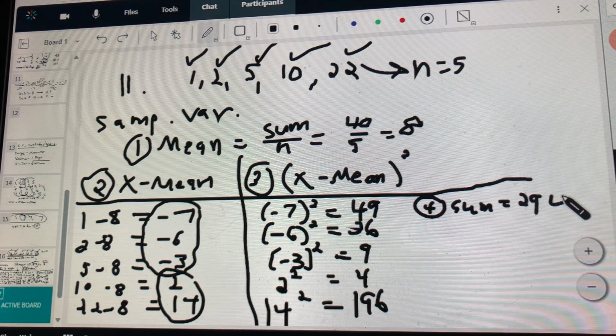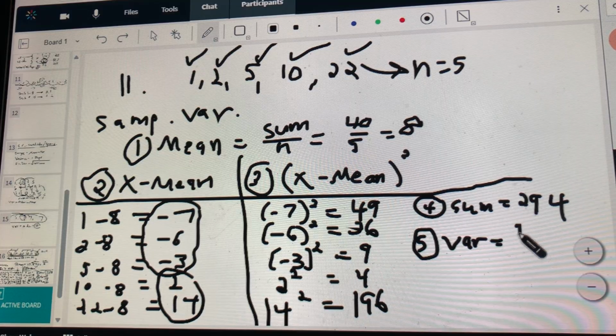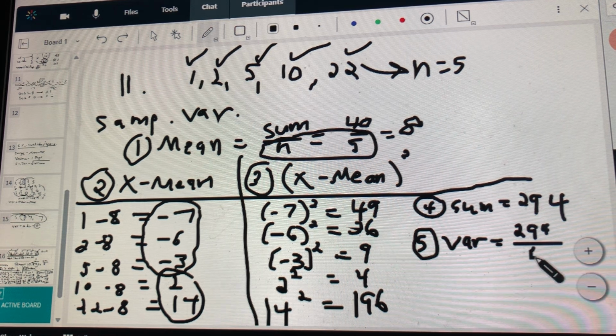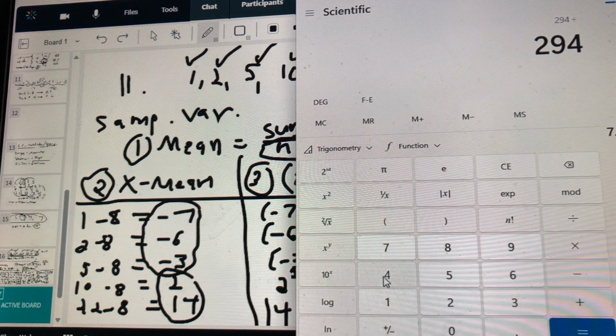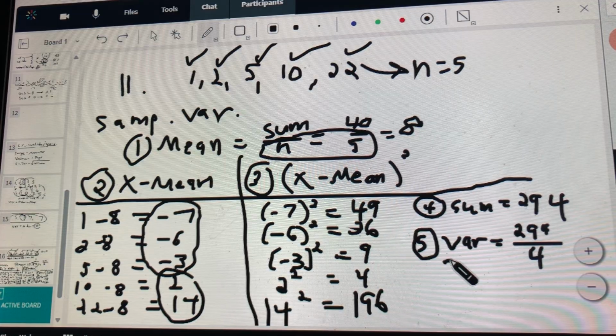And then if I want sample variance, not population variance, then you take your 294 and you divide by 1 less than how many numbers there were. We divided the mean by 5, so we're going to divide the variance by 4. It's always one less than what you divided the mean by if you're doing sample variance. 73.5.